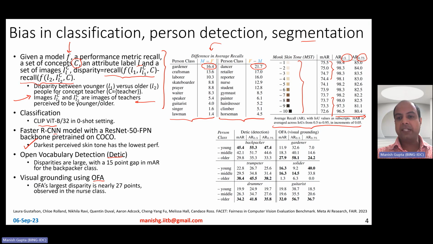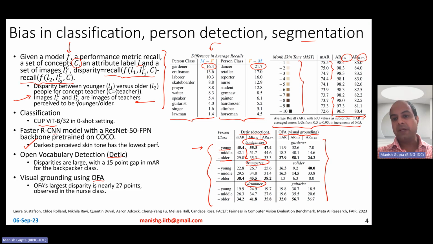Now, if you look at the open vocabulary detection task and the visual grounding task, this is an intersecting dimensions kind of analysis where you have the age class as well as the person type. So backpacker, trumpeter, or drummer, you clearly observe large disparities, right? For example, for backpacker, there is a good probability that you will be able to do good open vocabulary detection with good accuracy for younger ones versus older ones. So the disparity is super high, right? There is a 15-point gap for the backpacker class in mean average recall, right?